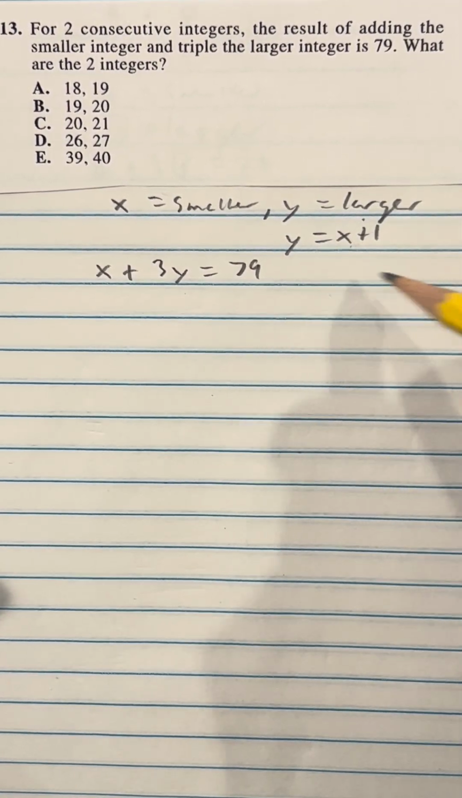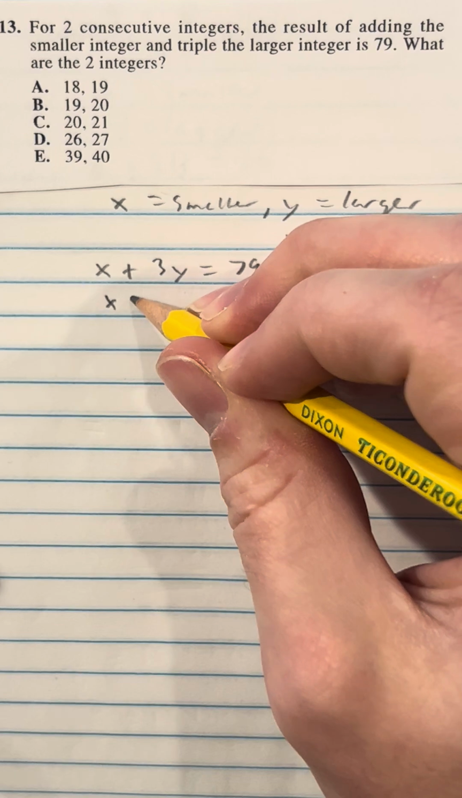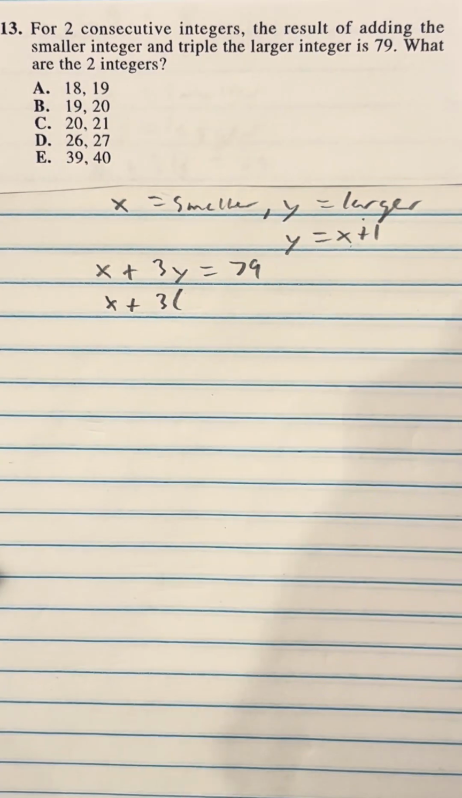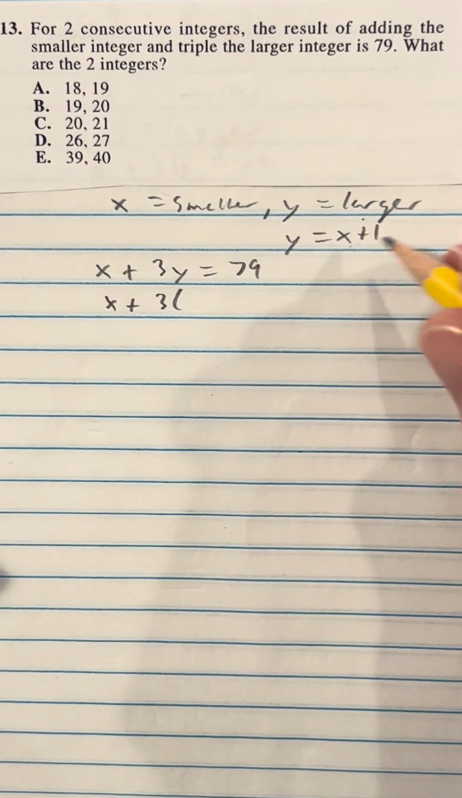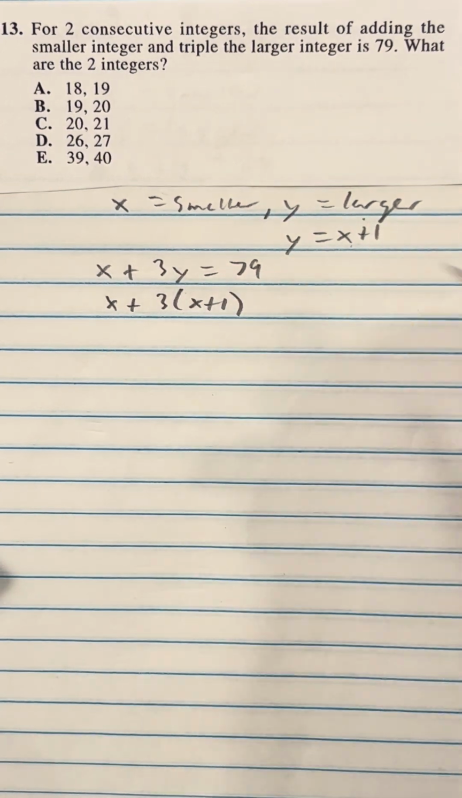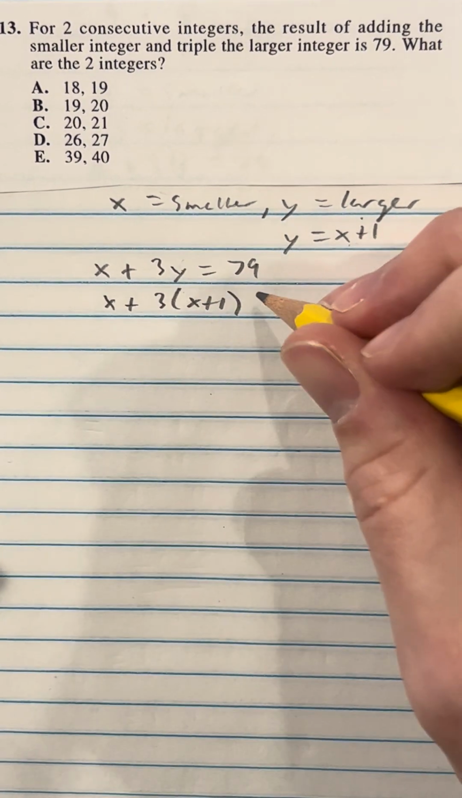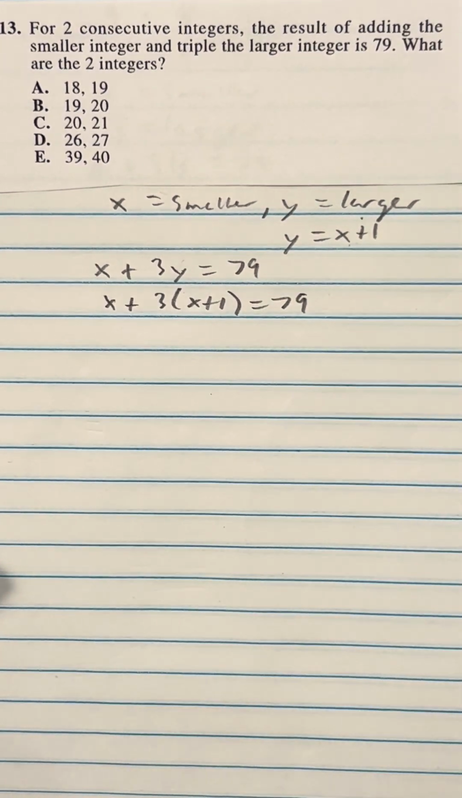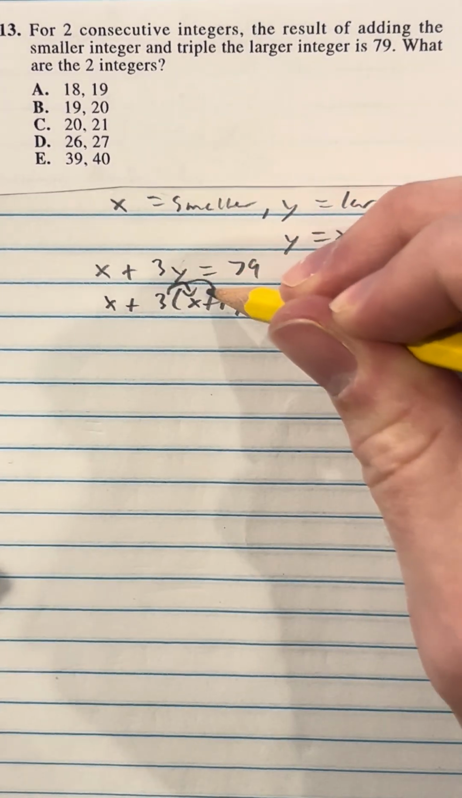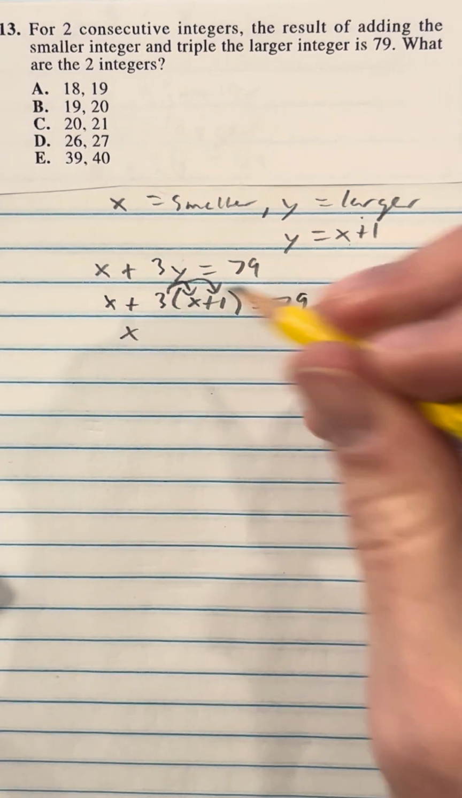But we know that y is x plus 1, so we can directly substitute and get x plus 3 times our y, directly substituting in. See, this y is just the same exact thing as this. Whenever we have an equal sign, we can use our substitution. That's going to equal 79. Then we use our distributive property and PEMDAS, and we'll solve the equation for x.